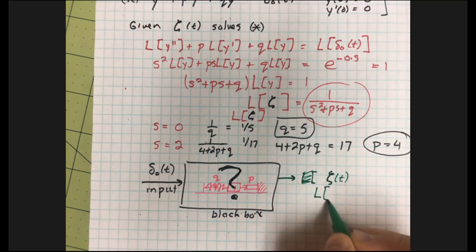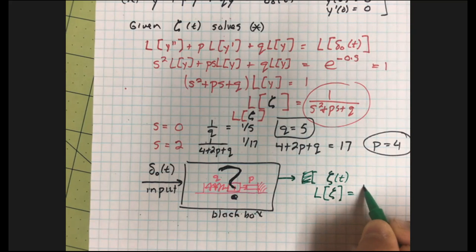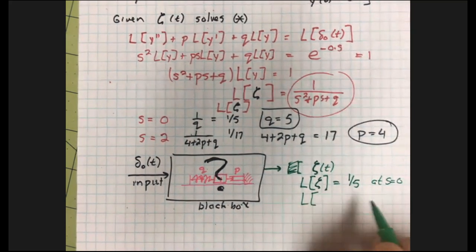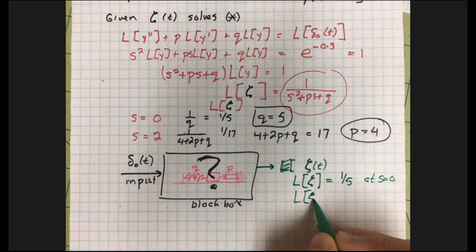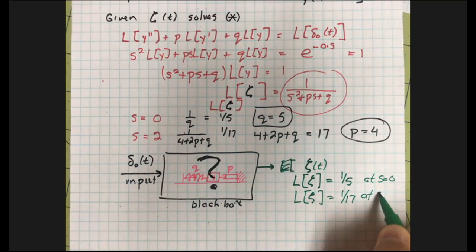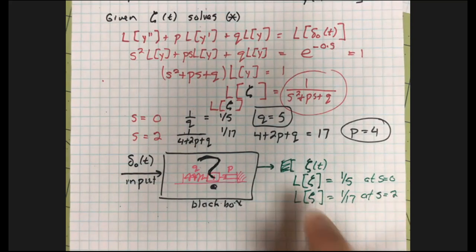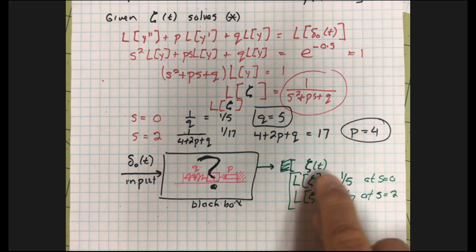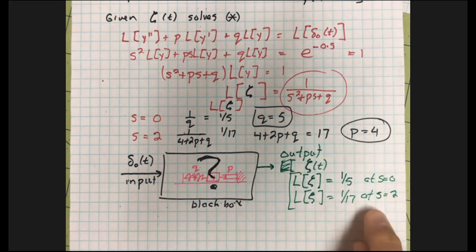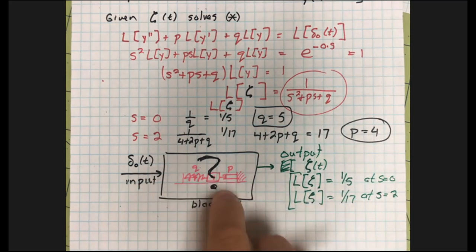And you noticed that the Laplace transform of zeta was 1/5 at s equals 0, and the Laplace transform of zeta, try to center my paper, was 1/17 at s equals 2. So these two facts represent the fact that you recorded the output. And from these two facts, from the input and the output, you deduced what was inside. Now you know what's inside that box.